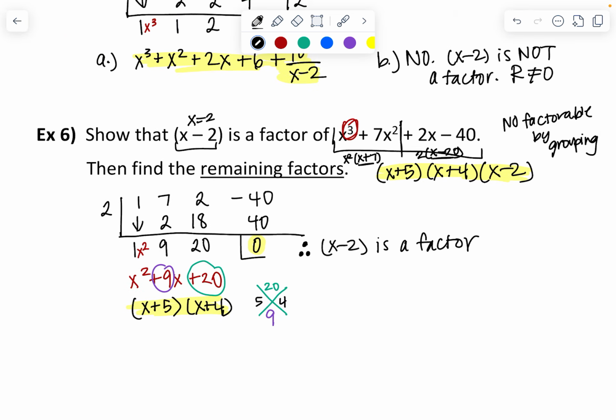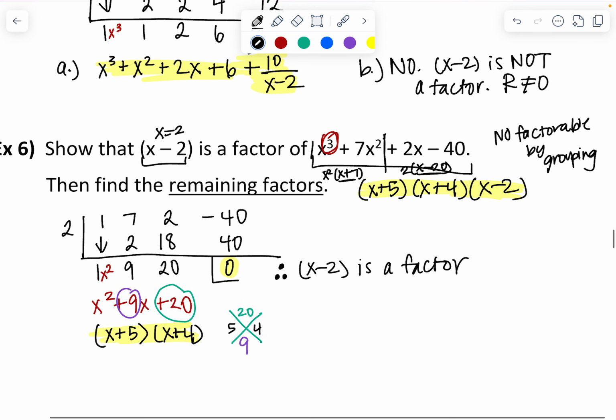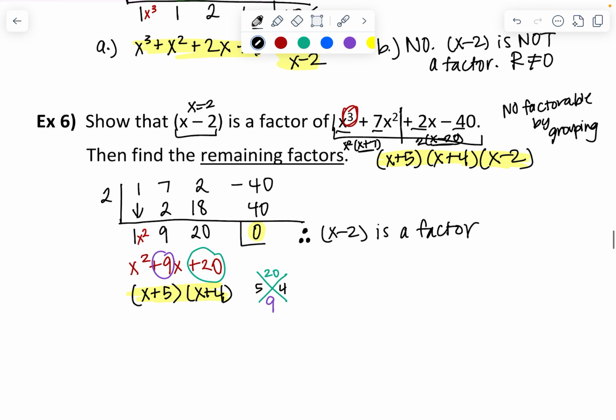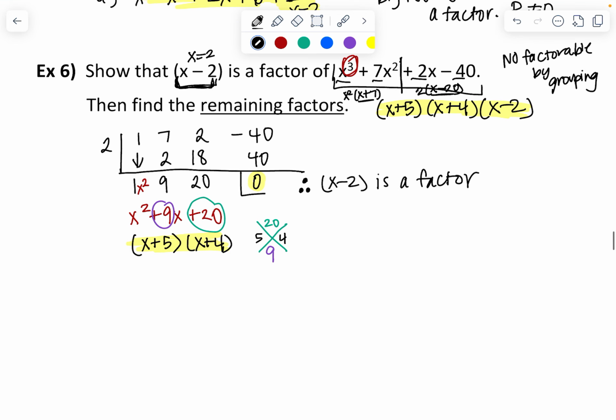And then when you have a degree 3 4-term polynomial that you can't factor by grouping, it doesn't mean it's prime. It's just you need another method. And the method is to find a factor, here they gave it to us, and then divide it out. And once you divide it out, you'll be left with something you can factor.